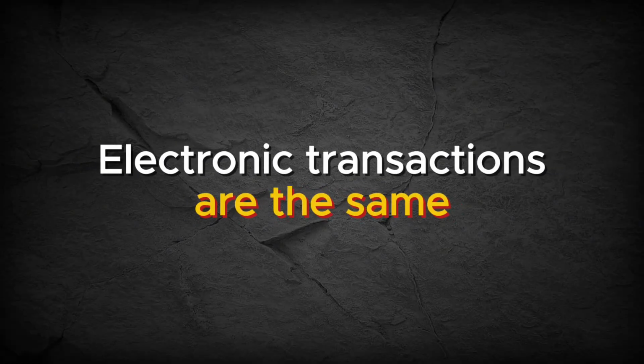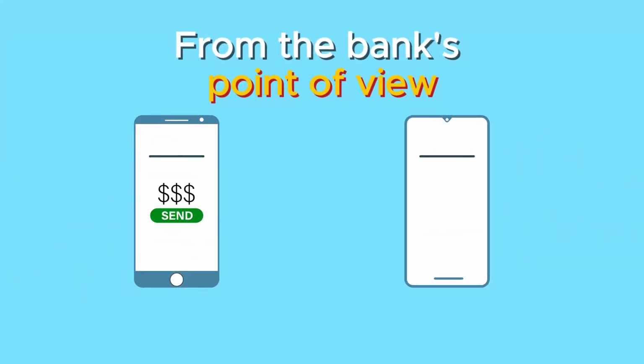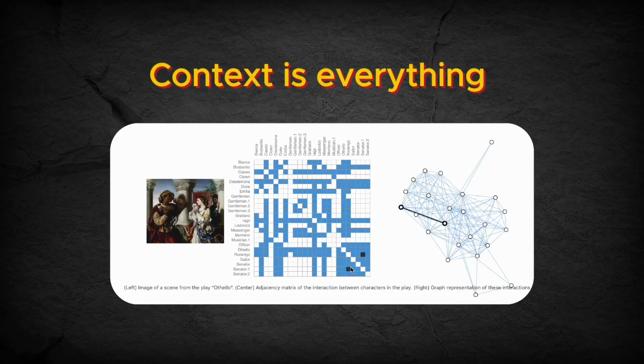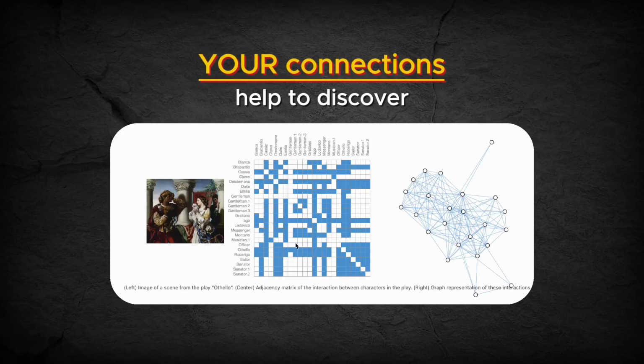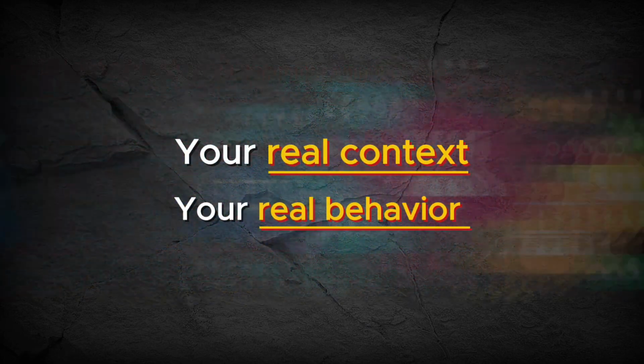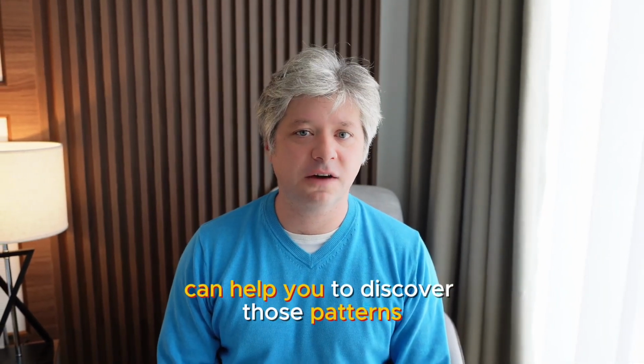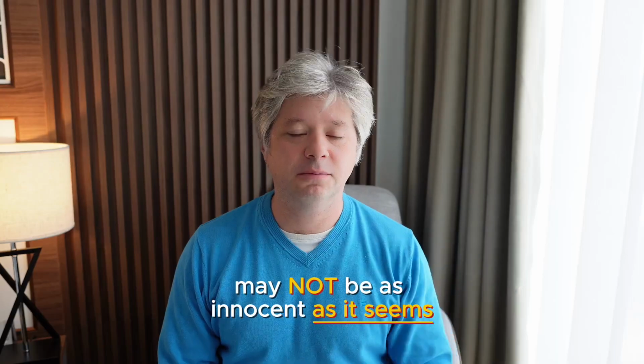The same goes for electronic transactions. From the bank's point of view, they will be just two independent rows in the transactions dataset. Here's the thing, in fraud detection, context is everything, and your connections help to discover a lot of information about your real context and your real behavior. In this video, I will show you how graph neural networks can help you to discover those patterns and how this $100 may not be as innocent as it seems.